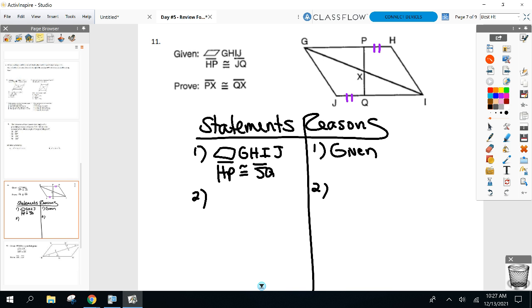Oh, wait, it's a parallelogram, right? Yep. So isn't PX equal to QX already? Diagonals bisect each other. Right? Diagonals bisect each other. PX has to be equal to QX. We're done.